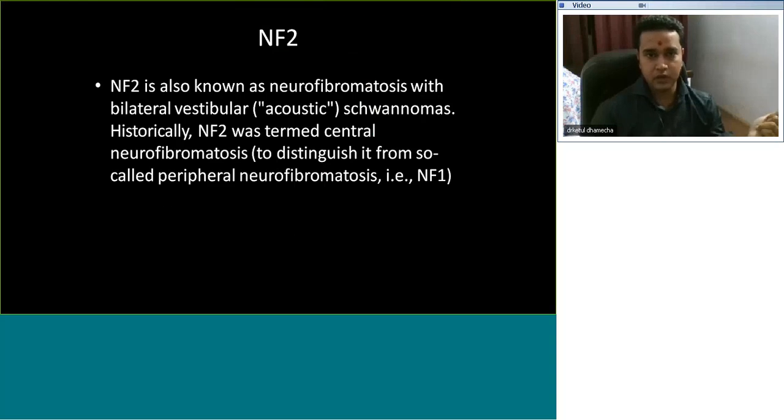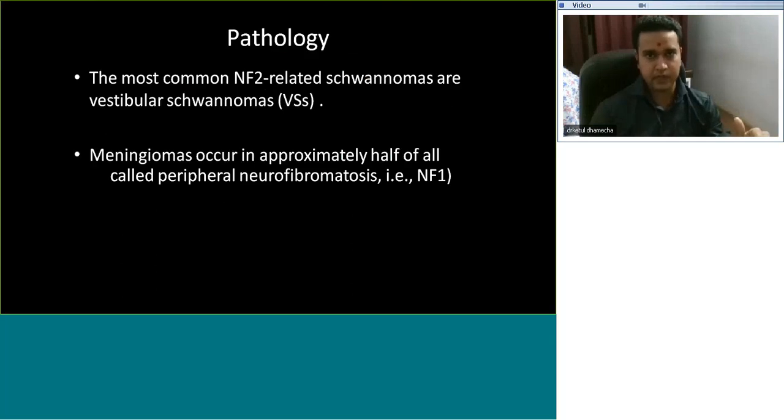Now we'll look at NF2. NF2 is also known as neurofibromatosis with bilateral vestibular or acoustic schwannomas. These are pathognomonic. Historically, it is central neurofibromatosis, whereas NF1 is peripheral. There are more manifestations in the periphery and fewer in the central nervous system in NF1, whereas in NF2 central nervous involvement is more common.